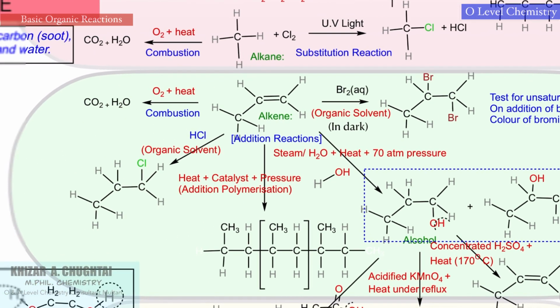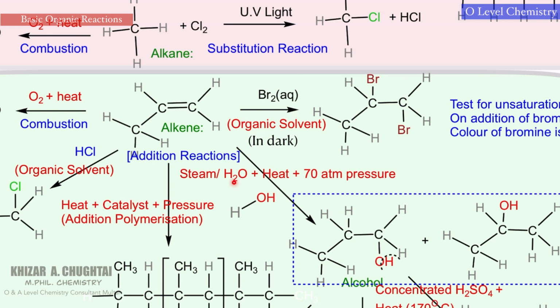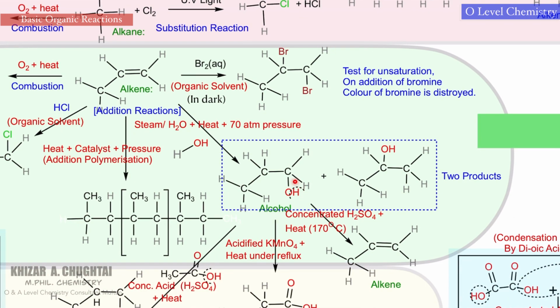The next reaction is you can add H2O, that is steam, with heat at 70 atmospheric pressure. Steam plus heat plus atmospheric pressure. You can add H2O. HOH means H2O. One bond of the double bond is broken and you will get an OH group on one carbon, and an H on the other carbon.